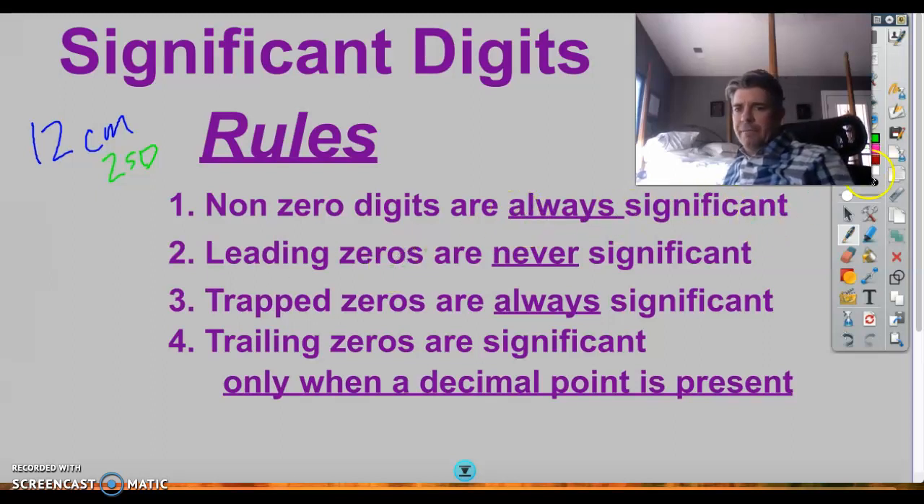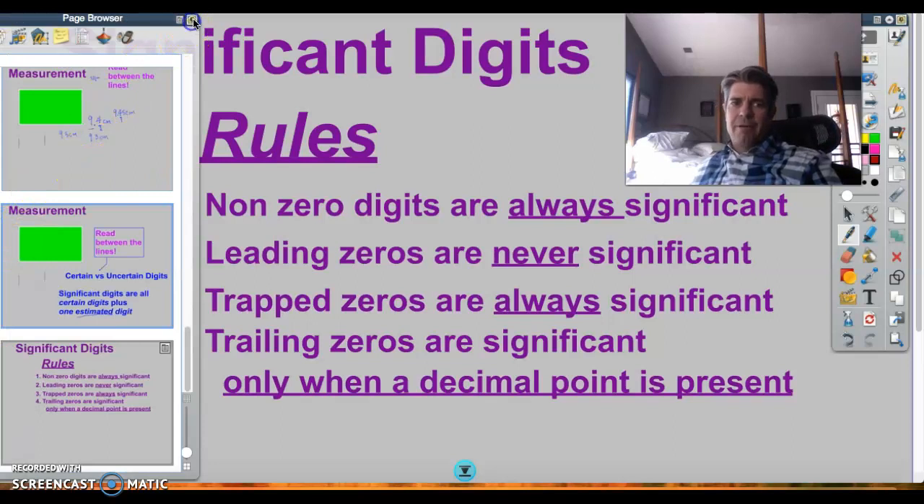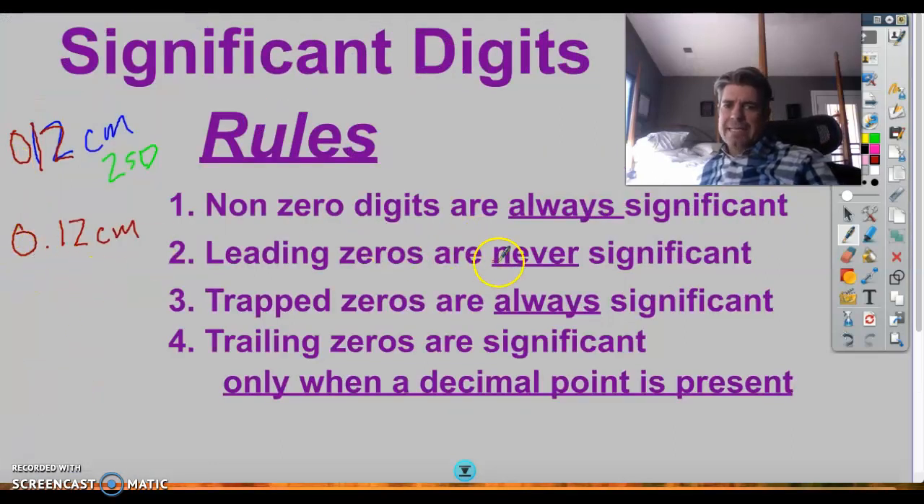Leading zeros are never significant. People get confused by this one a lot. Let's say you had a 0 in front of the 12. 0.12 centimeters. Would that be significant? Is that part of your measurement? No, it's not. There's no certain digit for that, right? It doesn't mean anything. So leading zeros are never significant. Even if it's something like 0.12 centimeters, it still has 2 significant digits. Leading zeros are never significant. Never.